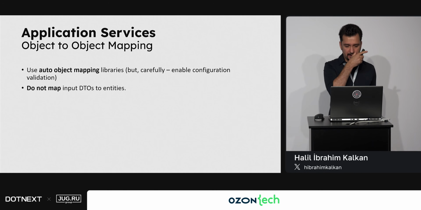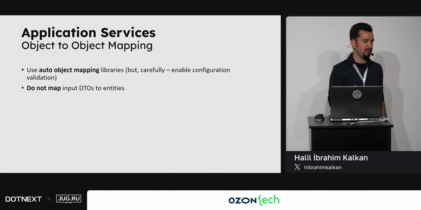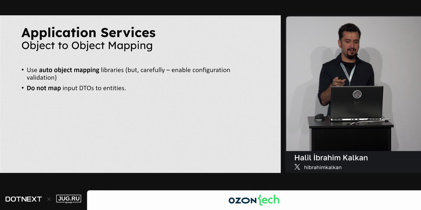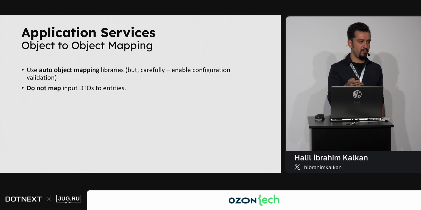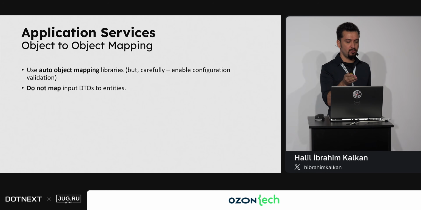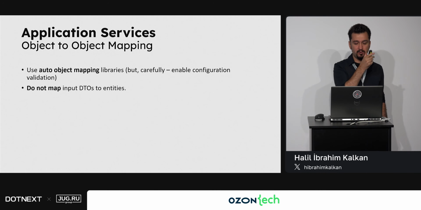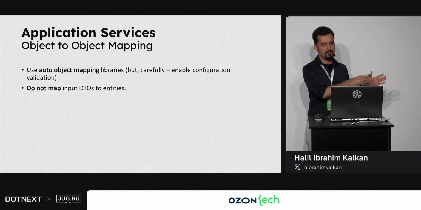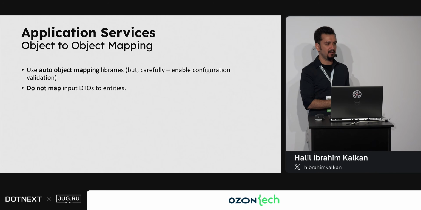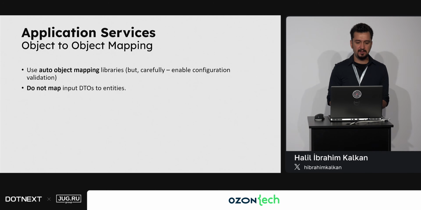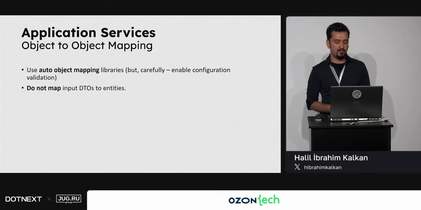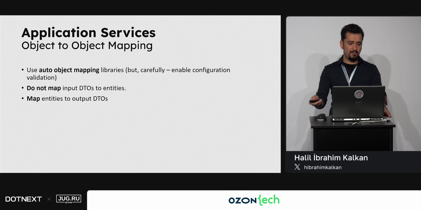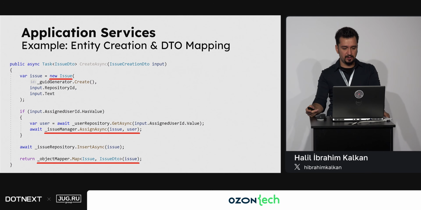Also, one rule is don't map input data transfer objects to entities to create entities, because entities have primary constructors, remember. You should use these primary constructors to create the entity. If you blindly map what the user sends to your entity without applying any rule, you will have inconsistent or invalid entities in the end. You can map entities to output DTOs, no problem with that.